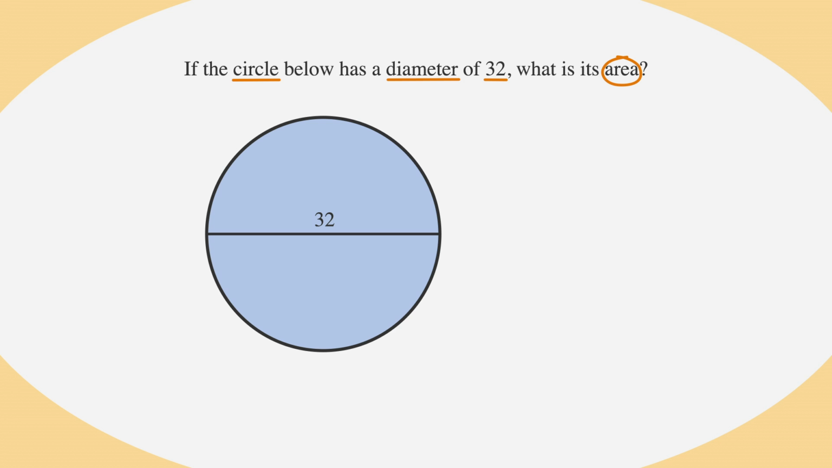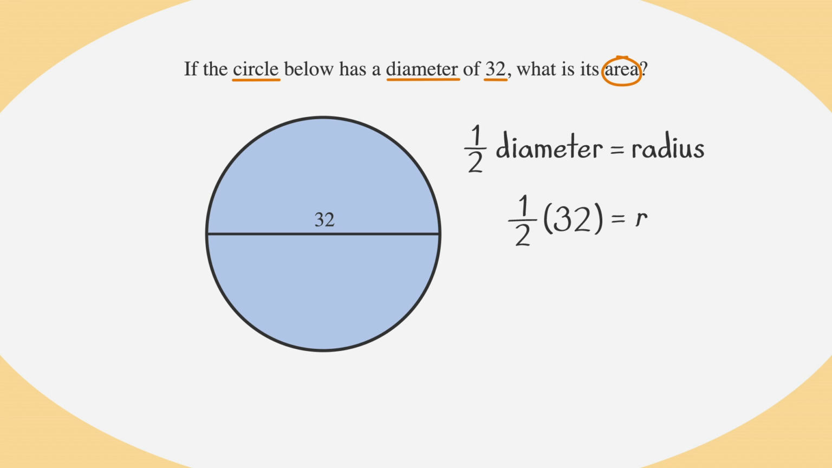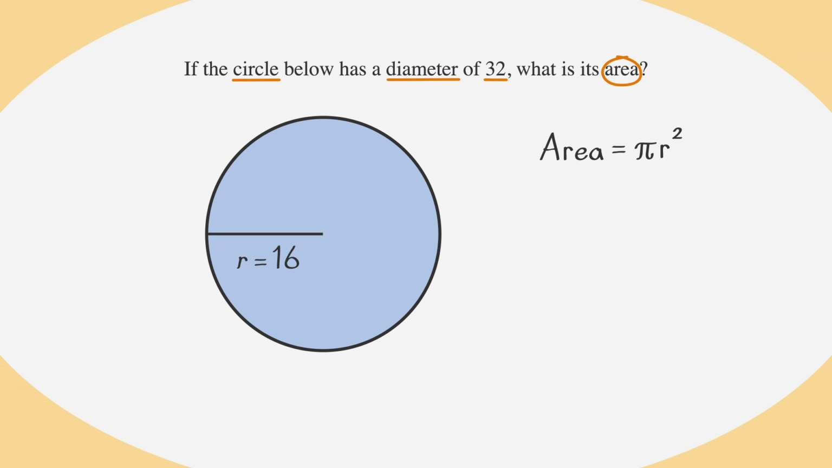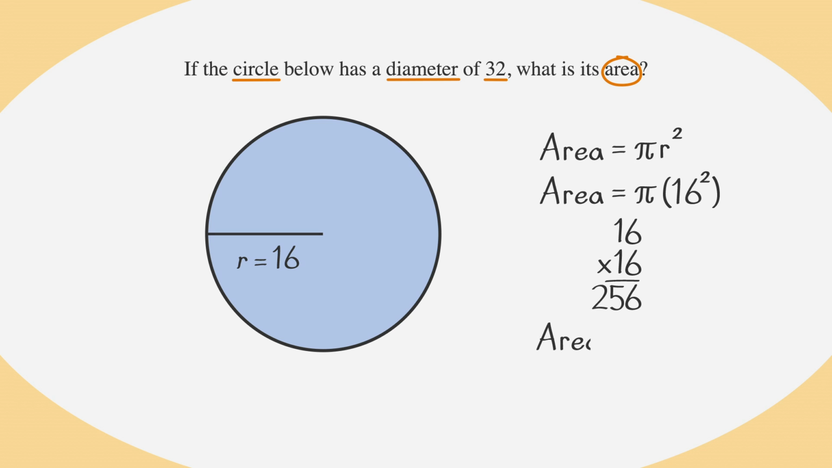Because the diameter goes through the center of the circle, we know that 1/2 of our diameter is equal to the radius. In this circle, 1/2 of 32 is equal to the radius, so our equation is 1/2 times 32 equals r. Doing the multiplication, the radius of our circle is 16. Label it on your picture. Now we can plug our radius into the area equation, which gives us area equals pi times 16 squared. A little bit of multiplication, and we find that 16 times 16 equals 256. Then multiply by pi. We get area equals 256 pi.